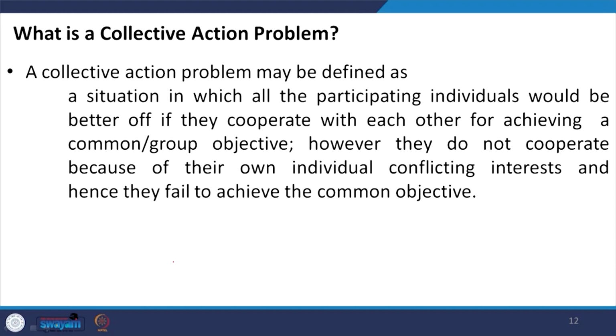right. However, the reality is that they seldom cooperate, because there is a clash between their own interests and the interest of the common objective itself. This actually led to the evolution and emergence of theories on collective action, on how this problem can be corrected, and what the variables and factors responsible for these collective action problems are.